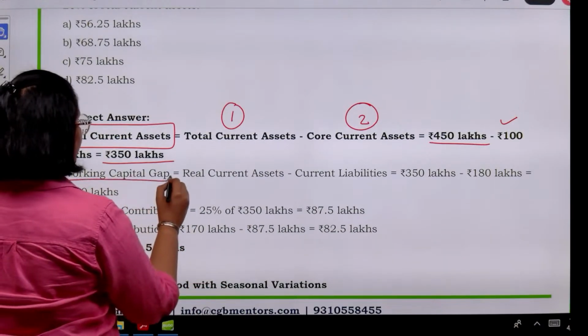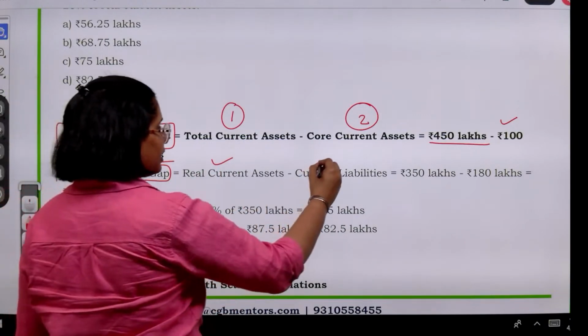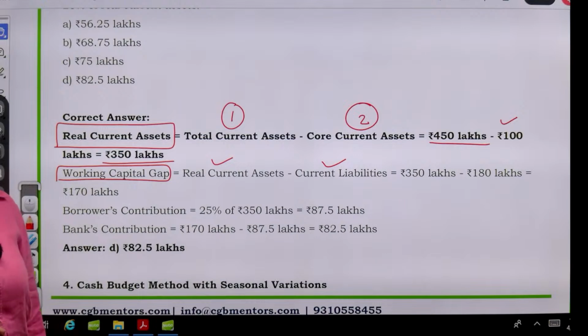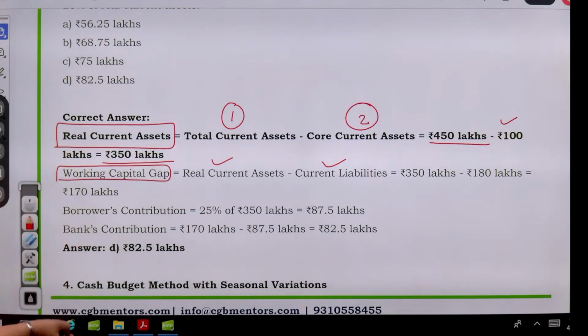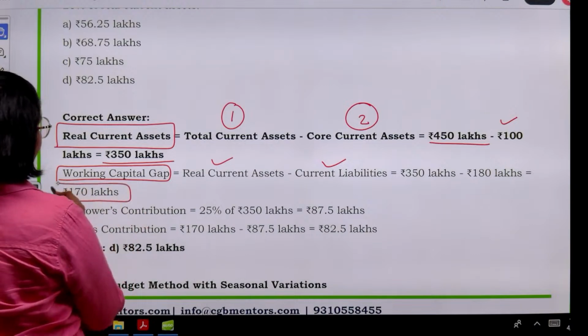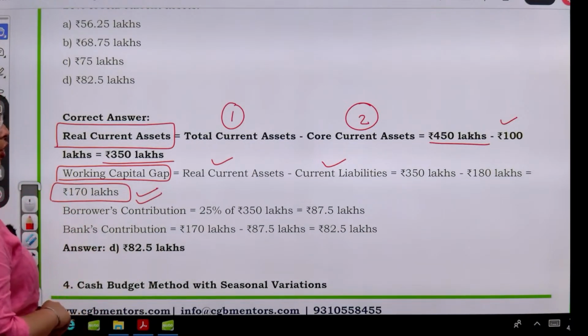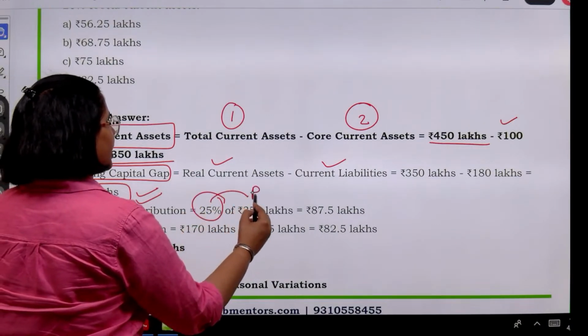Now what is the working capital gap? I have found out my real current assets. I'll deduct current liabilities from it: 350 lakhs less 180 lakhs, which was my current liability. This is the working capital gap, right? I need the funding for this. Now they say the borrower will contribute 25% of real current assets.